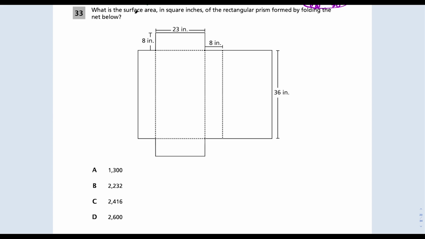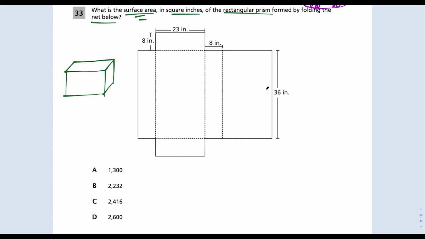So for question 33, we want to know what is the surface area in square inches of the rectangular prism formed by folding the net below. So for this one here, just imagine we fold this along the dotted lines. It would form a rectangular prism that looks something like this. So now we just want to translate these values over to this shape here.